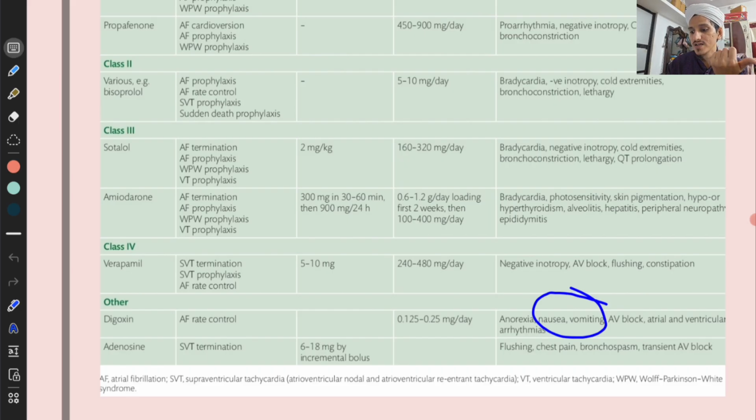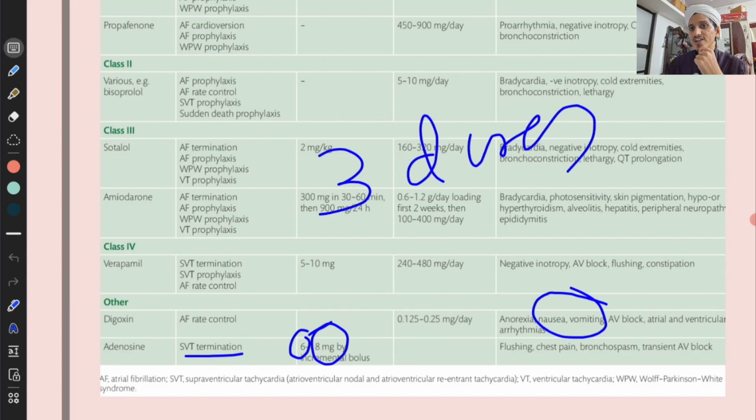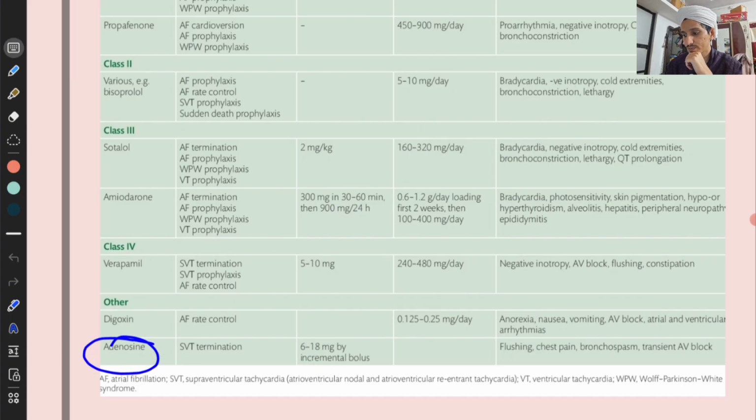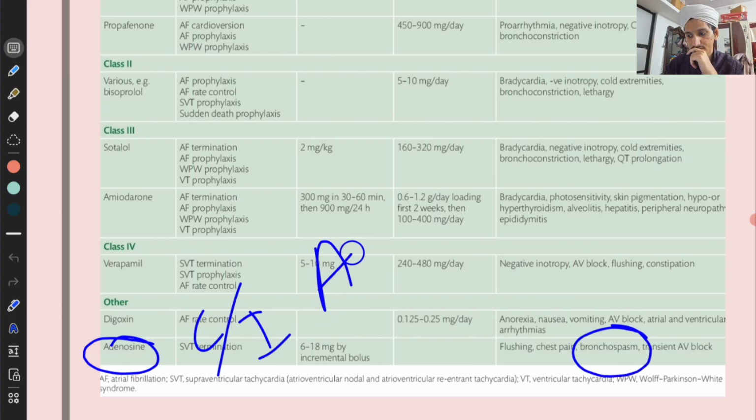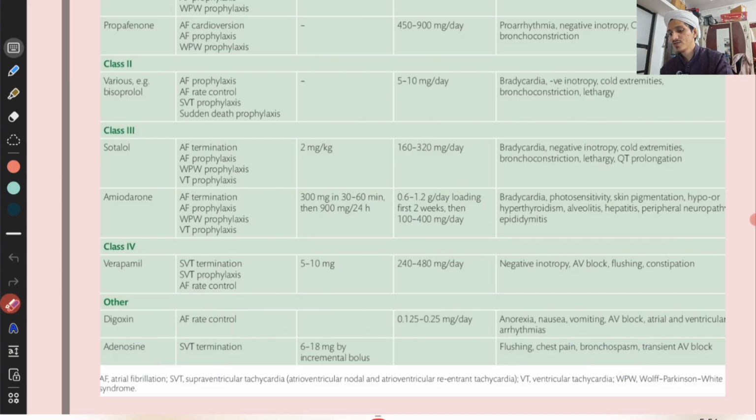Adenosine, for SVT termination and also diagnostic. 6 mg, you can give up to 18 mg. That means 6, 12, 18, three doses you can give. Very short acting drug. Ideally it should be given by a central line, but if you prefer a peripheral line, just after giving, you raise the hand like this, fast. And one more important point for adenosine is that it induces bronchospasm, so it is contraindicated in asthma patients. That's about acute therapy.